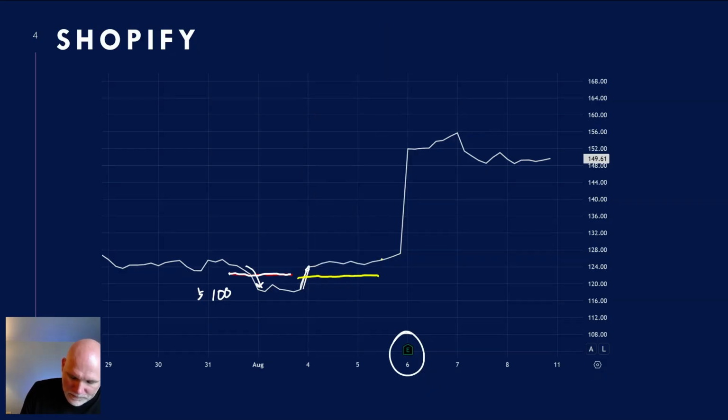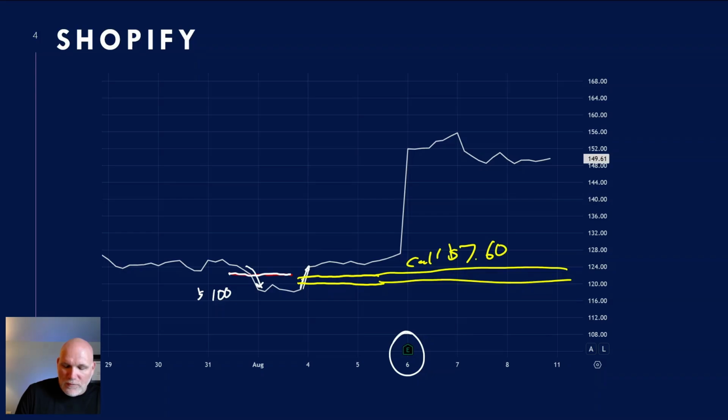So I sold a $122 call. And at the same time, now this of course would extend to the end of the week, I sold this call for $7.60. That means if the stock went up, I'm going to get my $760 and the stock's going to get called away. But I bought a put at 121. I bought this guy because I wanted to protect my downside. I bought that for $6.40.